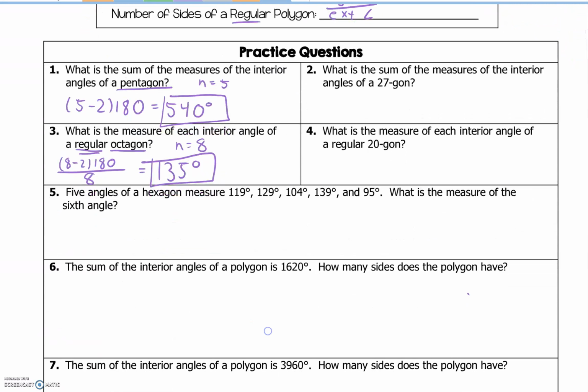Number 5. 5 gives you the angles of a hexagon. A hexagon is a 6-sided figure, if you don't remember. And 5 of the 6 angles are 119, 129, 104, 139, and 95. What is the measure of the 6th angle?